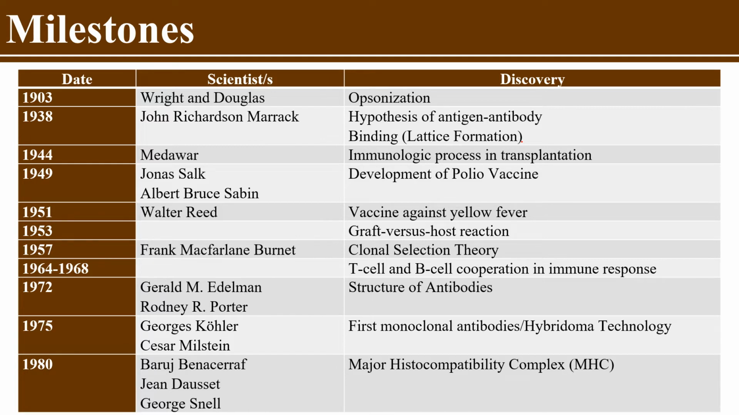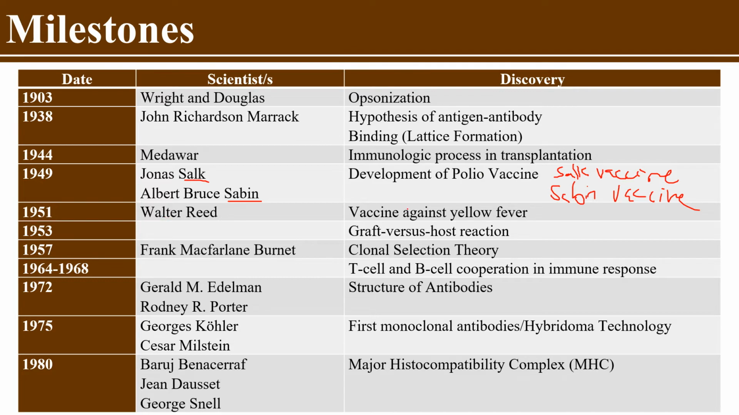Then in 1949, Jonas Salk and Albert Bruce Sabin developed your polio vaccine. Now, Salk and Sabin class, you have to just remember that because the name of your polio vaccine would either be the Salk vaccine, or the Sabin vaccine. So the vaccine was named after the two discoverers of the polio vaccine.